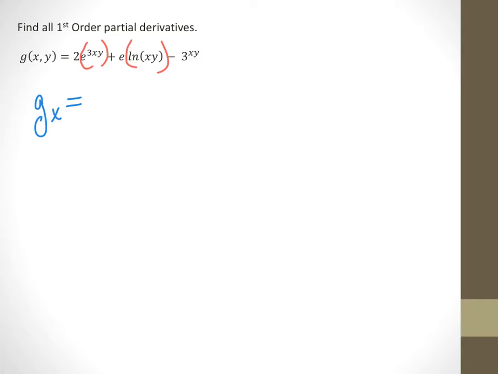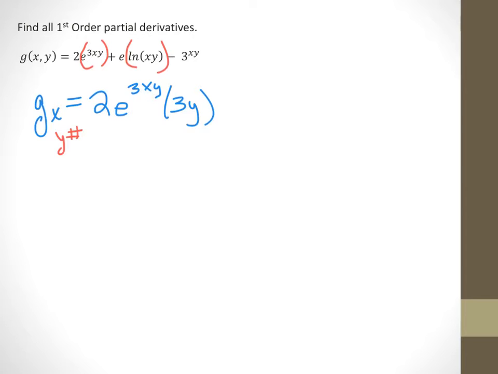Take the derivative with respect to x. Y is a number. Go one term at a time. The 2 comes along. E to the 3xy. Keep the exponential. Chain rule out the derivative of the exponent. With respect to x, the 3 and the y are numbers, so a number times x. The derivative of a number times x is just the number. That's why you get 3y. Let's go to the next piece.